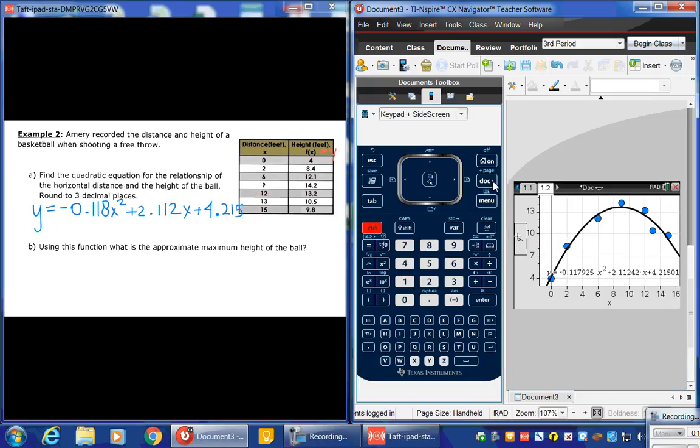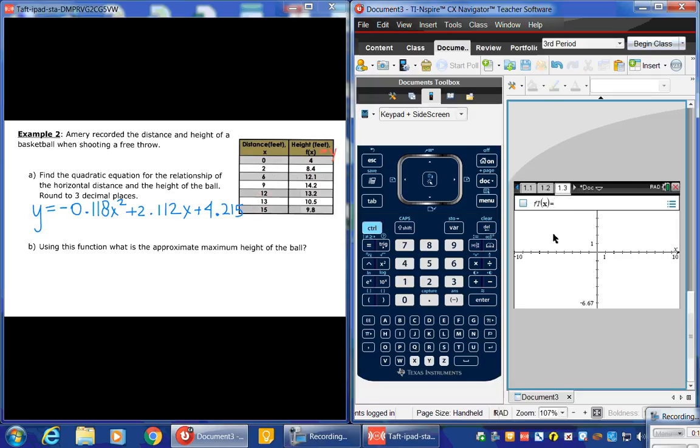So I'm going to Control Doc, add a graphs page. We're going to graph that y equals, so we've already got f1 of x equals, so I'm going to do negative 0.118 x squared plus 2.112 x plus 4.215.